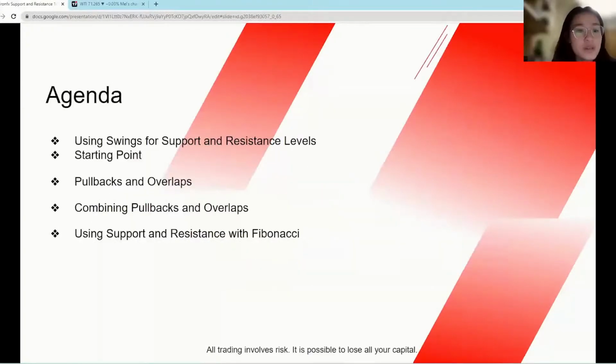Okay, here is our agenda for today. Firstly, we're going to be looking at using swings for support and resistance levels. And then we're going to be looking at how we can identify pullbacks, or rather starting points, before going into pullbacks and overlaps. Then we're going to combine these pullbacks and overlaps to find really strong support and resistance levels. And then we're going to use support and resistance in combination with some Fibonacci levels. And if we have time at the end of the slides, we'll definitely go through a couple of setups. So feel free to let me know in the chat if there are any specific charts that you'd like me to go through.